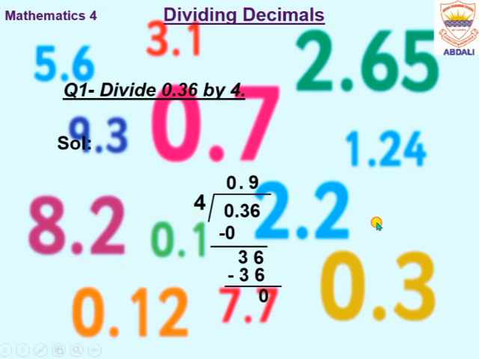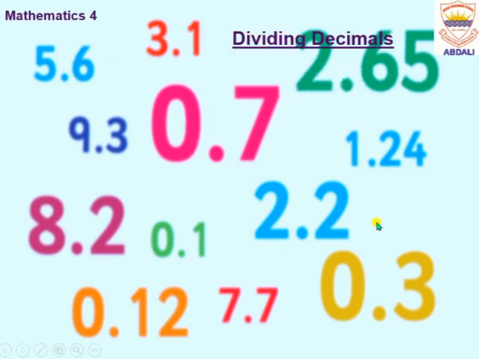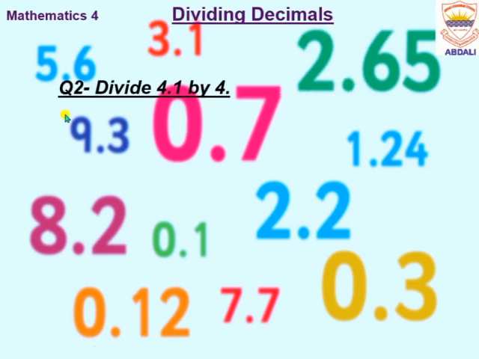Let's move to our second question to understand this topic more. Our second question is divide 4.1 by 4. So let's do the division. As you can see that here we have 4. So firstly we have to multiply 4 by 1. Now we are going to solve 1. So what we need to do? We have to put decimal here, then we can solve 1. So now we will bring down 1 and we can solve it.